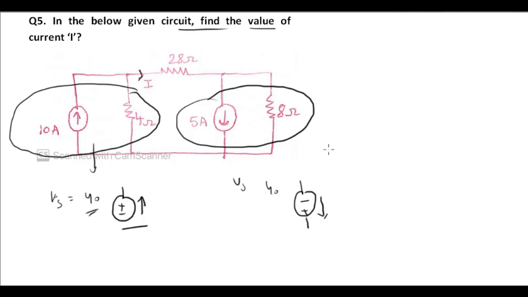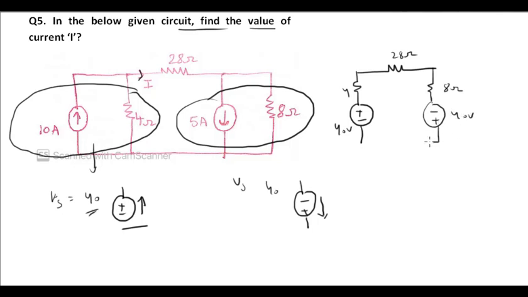This is how we can redraw the circuit. 4 ohm resistance, plus minus 40 volt. Here this is 4 ohm. This is 28 ohm. This is 8 ohm. And this is minus plus 40 volt. This is how we can apply source transformation. Now we have to find the current I, which is flowing like this.